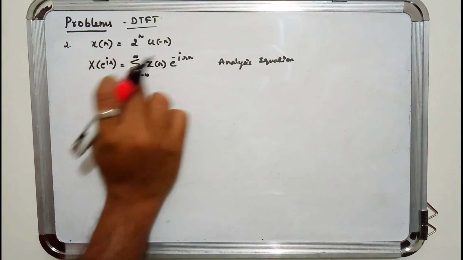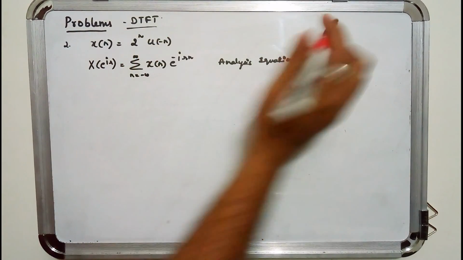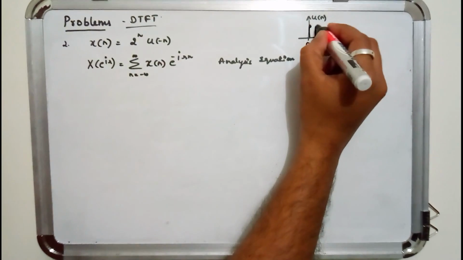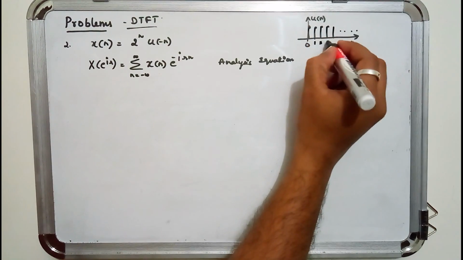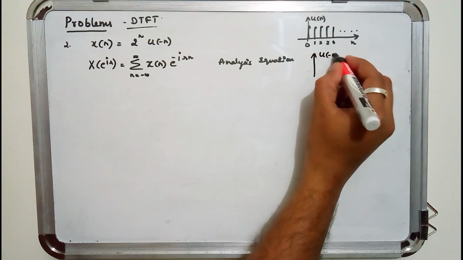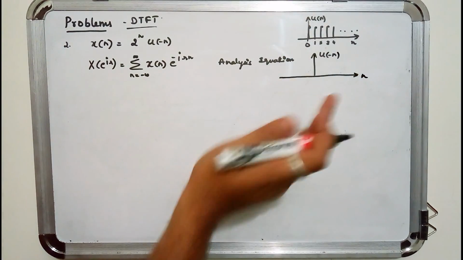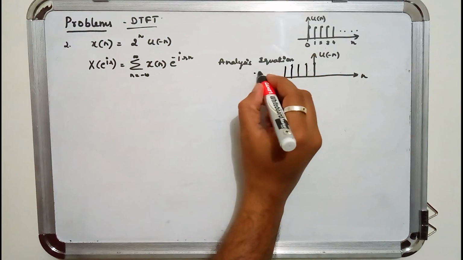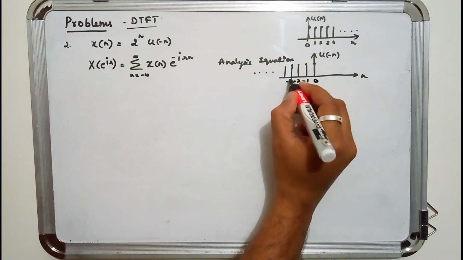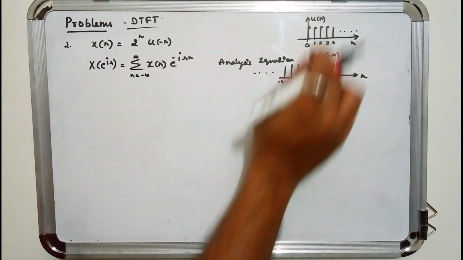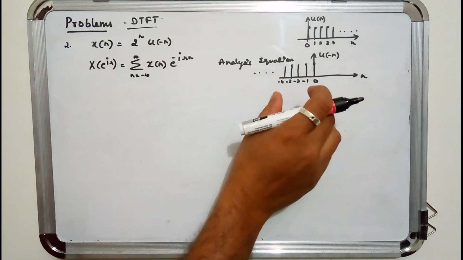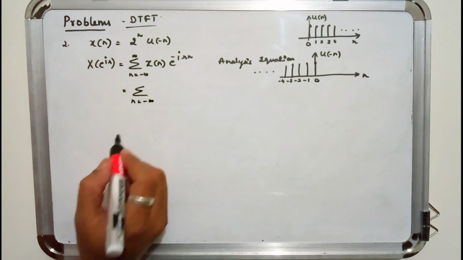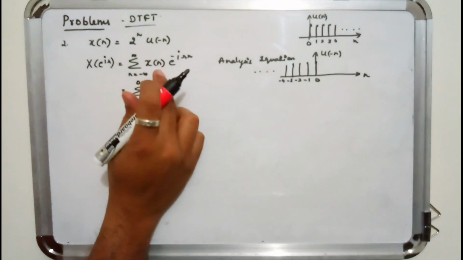Now the given x of n has u of minus n. Now what is u of n? U of n is a function which starts from 0 and goes till infinity. Now u of minus n is the reflection of this waveform about y axis. So I will be getting this. That means it extends from minus infinity to 0, whereas u of n extended from 0 to infinity. So my lower limit will be n is equal to minus infinity, and upper limit would be 0. And what is x of n in that range?